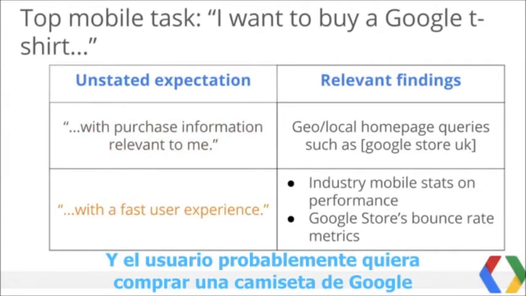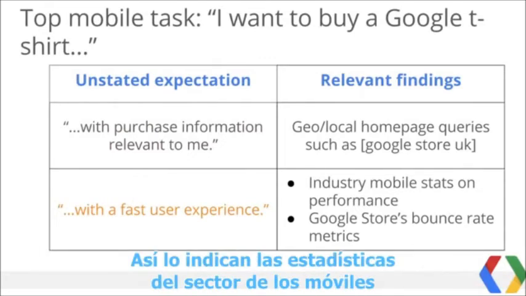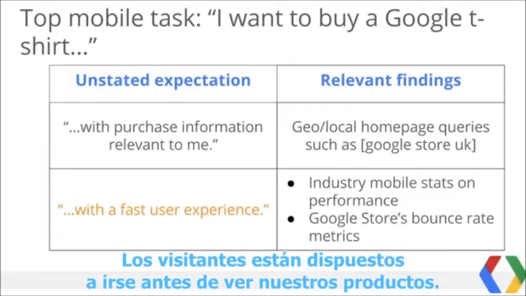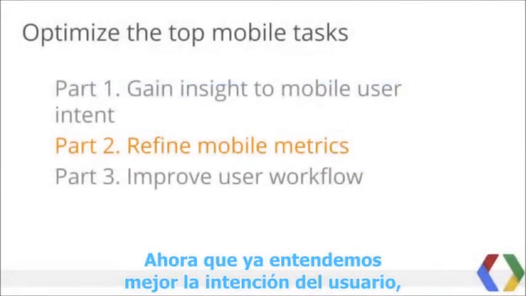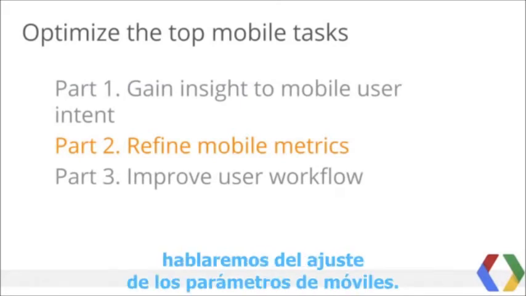And the user probably wants to buy a Google t-shirt with a fast user experience. This is evident from mobile industry statistics as well as the Google Store's high percentage of drop-off. Visitors are willing to leave before they've even seen our products. Now that we've established more knowledge of the user intent, the second section of the video deals with refining mobile metrics.